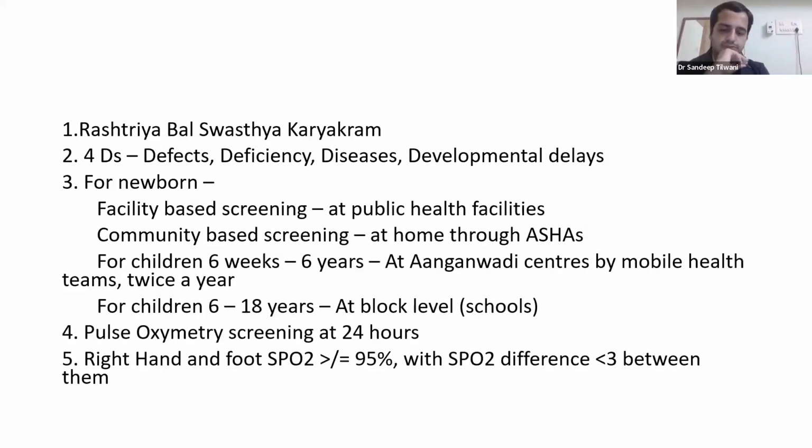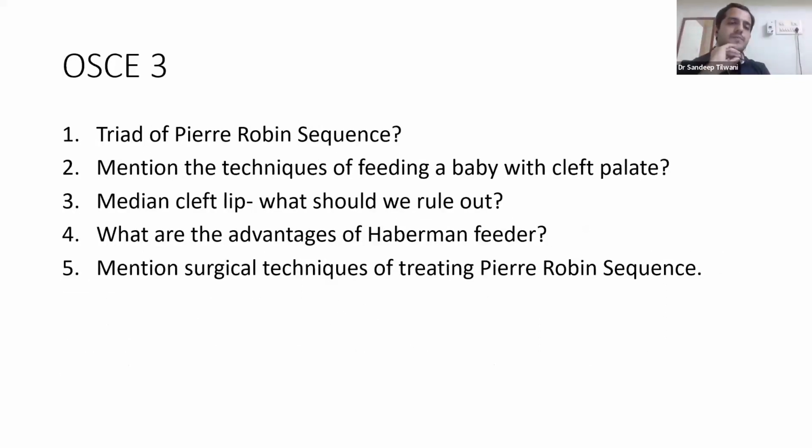Okay, so then coming to the third question, regarding the Pierre-Robin sequence. What is the triad of Pierre-Robin sequence? Mention the techniques of feeding a baby with cleft palate. If the child has a median cleft lip, what should we rule out? What are the advantages of a Haberman feeder? And mention the surgical techniques of treating a Pierre-Robin sequence.